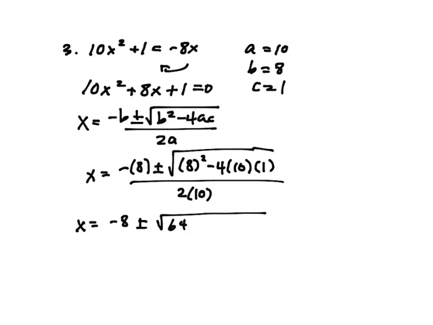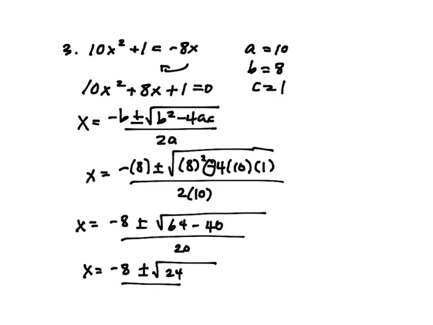Now we have a negative and 2 positives, so we're going to end up with a negative. So negative 40 and then over 20. So x equals negative 8 plus or minus the square root of 24 over 20. So negative 8 plus or minus, we have 24.